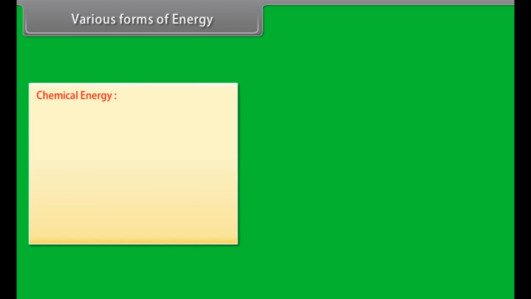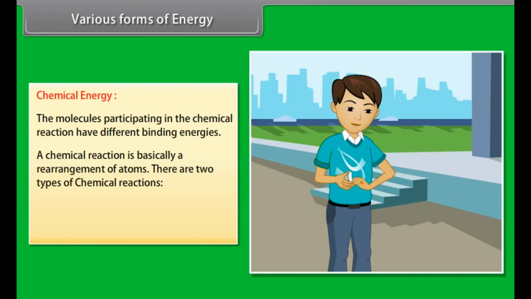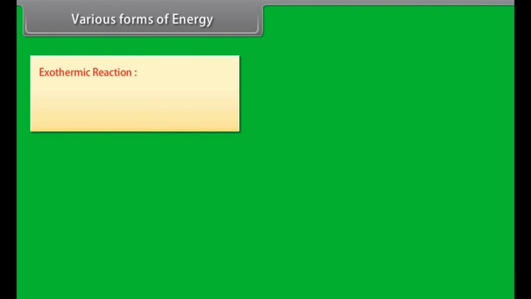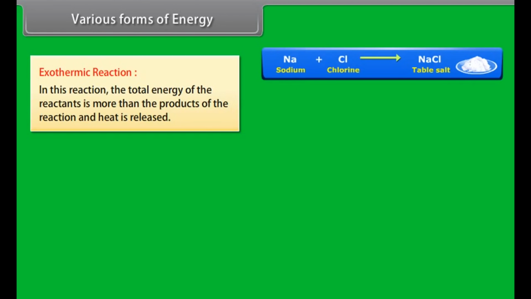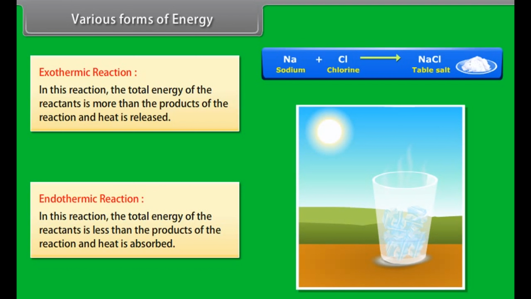Chemical energy. It arises from the fact that the molecules participating in a chemical reaction have different binding energies. A chemical reaction is basically a rearrangement of atoms. There are two types of chemical reactions: number 1, exothermic reaction, and number 2, endothermic reaction. Exothermic reaction. In this reaction, the total energy of the reactants is more than that of the products of the reaction and heat is released. Endothermic reaction. In this reaction, the total energy of the reactants is less than that of the products of the reaction and heat is absorbed.